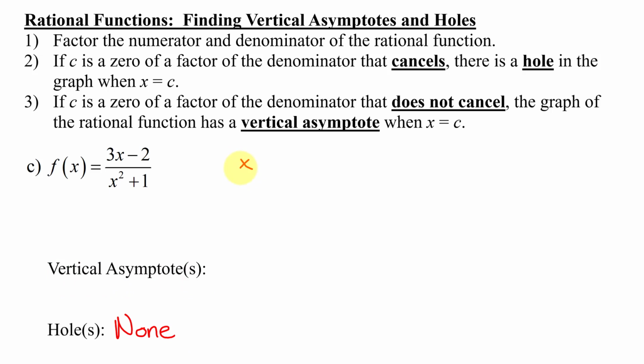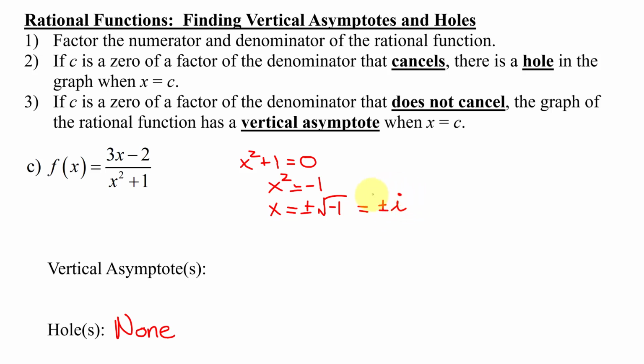How about vertical asymptotes? Let's set the denominator equal to 0. I have x squared plus 1 equals 0. It doesn't factor, so solve it by subtracting 1 from both sides. I get x squared equals negative 1. Take the square roots of both sides. X equals plus or minus the square root of negative 1. So x equals plus or minus i.